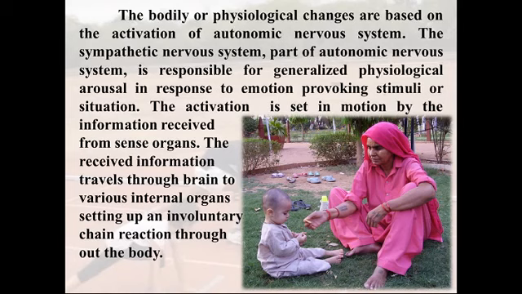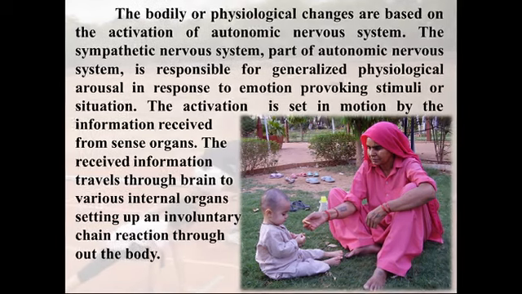The received information travels through the brain to various internal organs and sets up an involuntary chain reaction throughout the body, a chain reaction of physiological or bodily changes. So this is the result of activation of the sympathetic nervous system, and these changes are involuntary. Then we'll be moving to the next part.